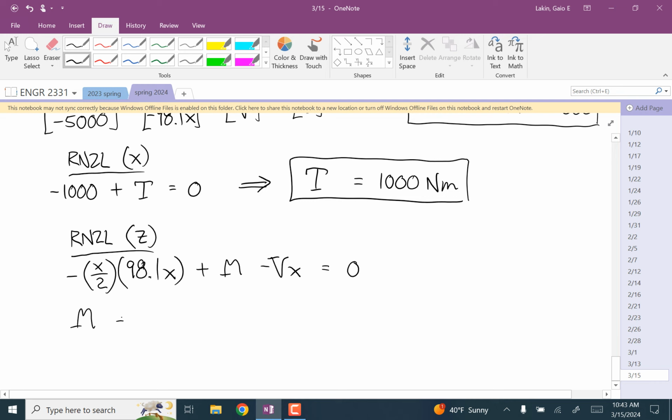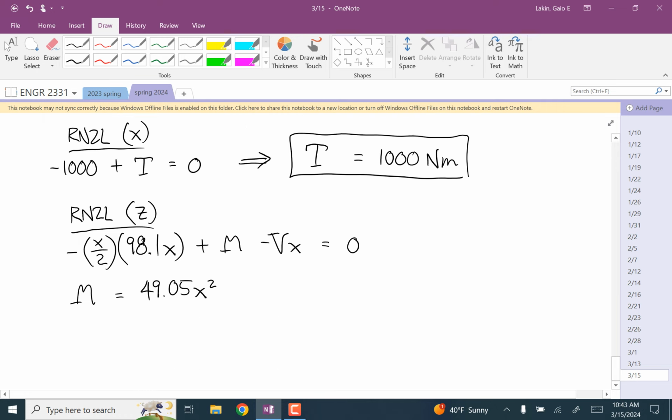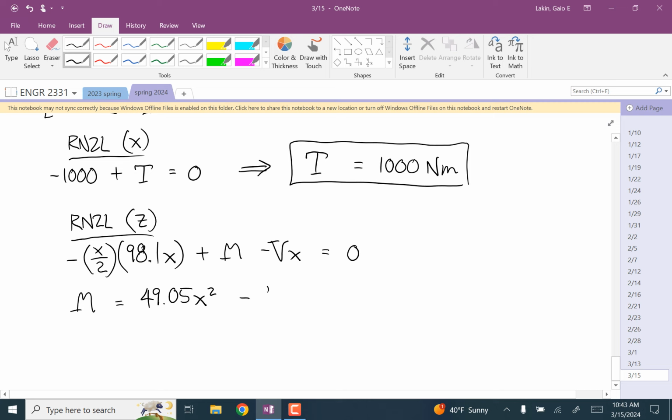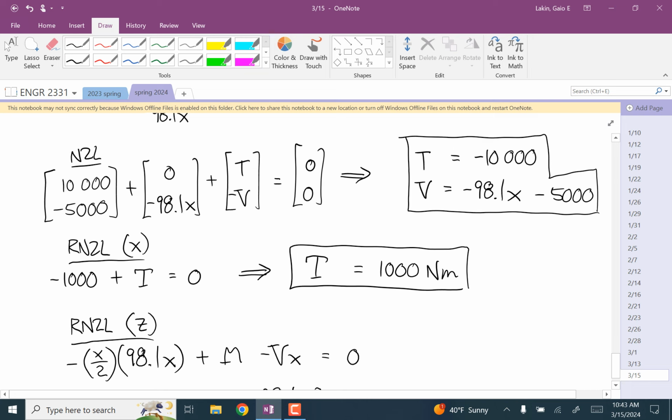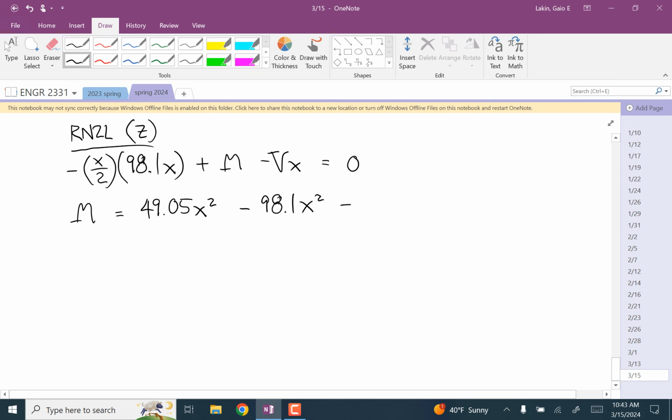So m is equal to positive 49.05 x squared plus vx, so minus 98.1 x squared minus 5,000x. And so the bending moment is negative 49.05 x squared minus 5,000 x.